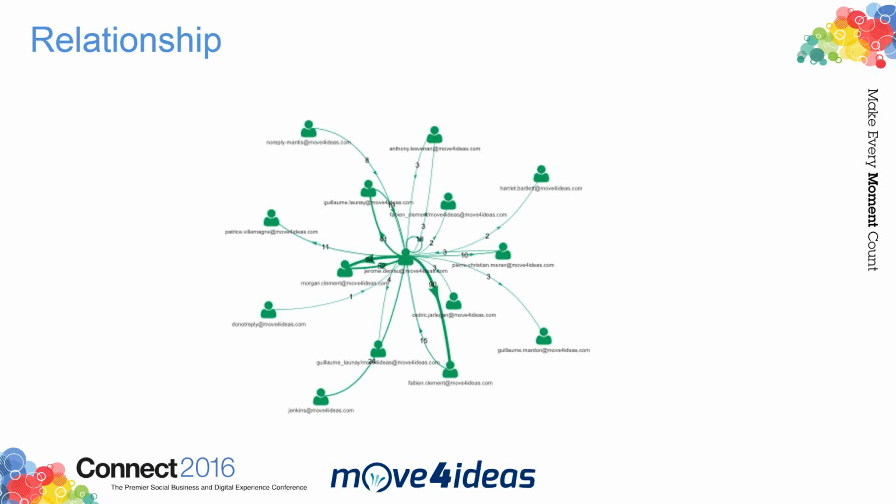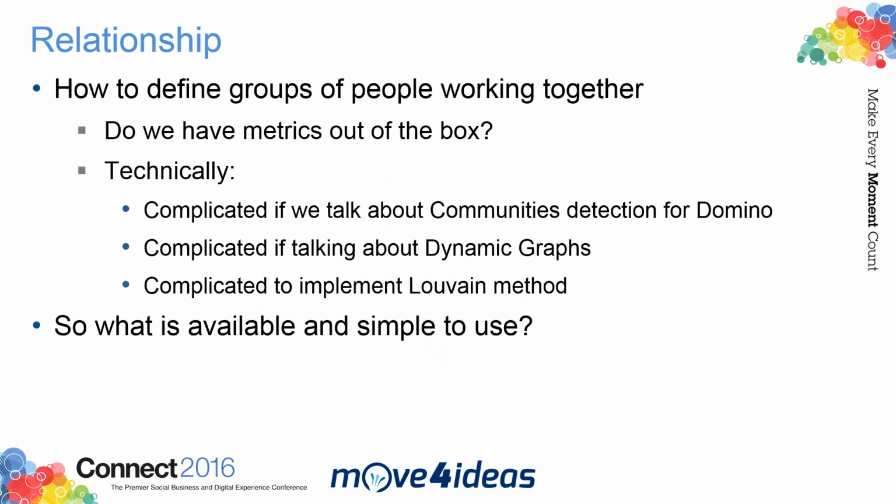If you're just using Domino, it can be tricky because we don't have any metrics out of the box. So technically, it's complicated if you want to talk about community detection for Domino. IBM does have something with Watson for that, all right? And if you want to do it in Domino, you just have two solutions. You will be able to use the dynamic graphs method or the Louvain method, and you will have to implement this inside LotusScript or Java to be able to define your communities.